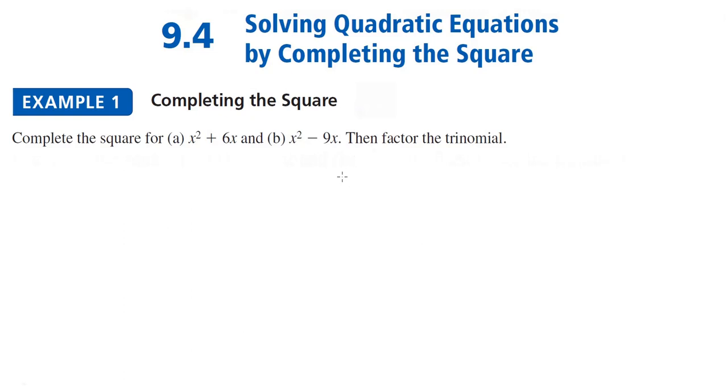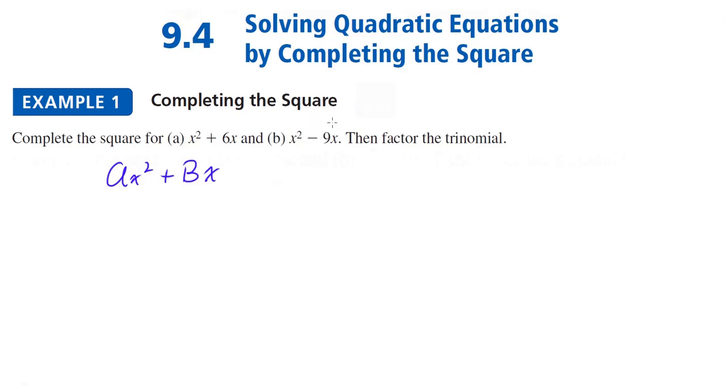All right, lesson 9.4, solving quadratic equations by completing the square. So what does it mean to complete the square? Well, completing the square is when we have quadratic functions like these here. We see a and b, where we only have ax squared plus bx. There is no c value, or c equals 0.